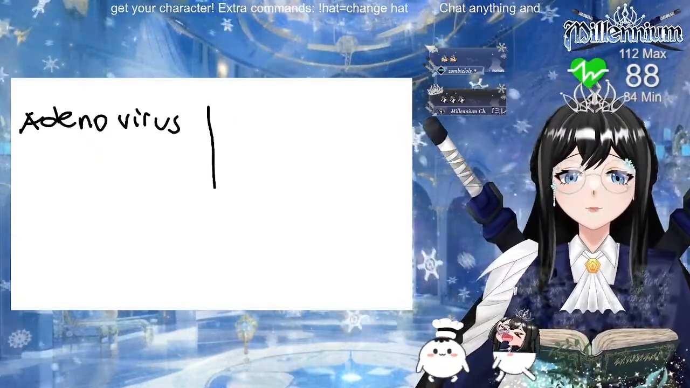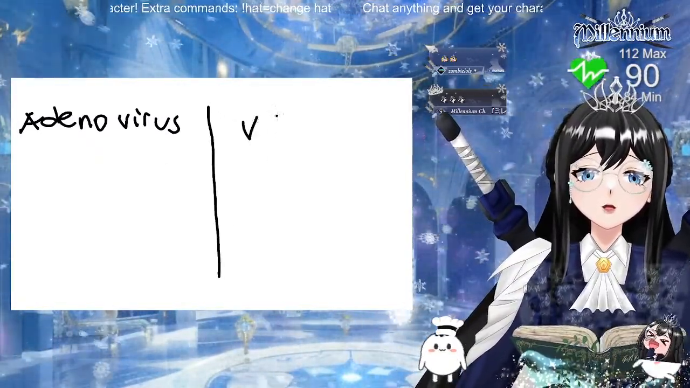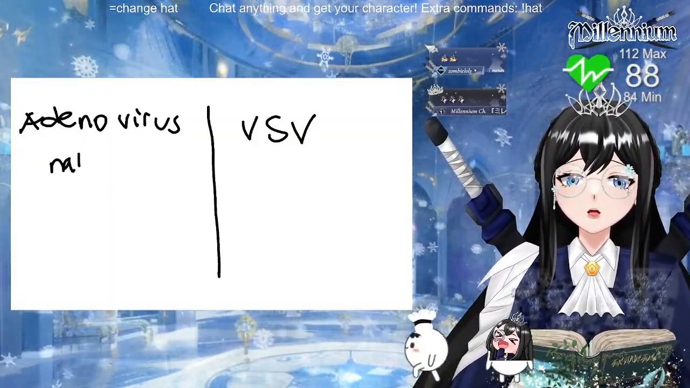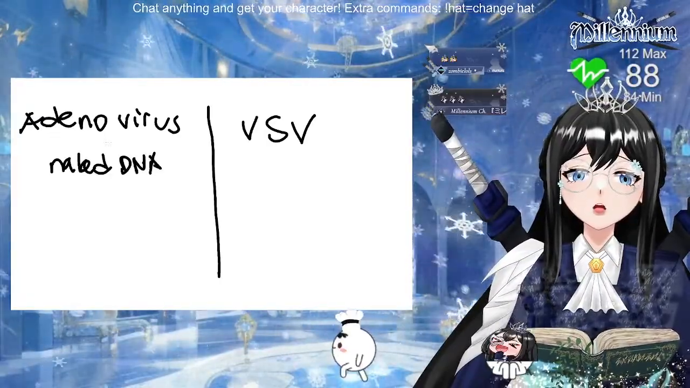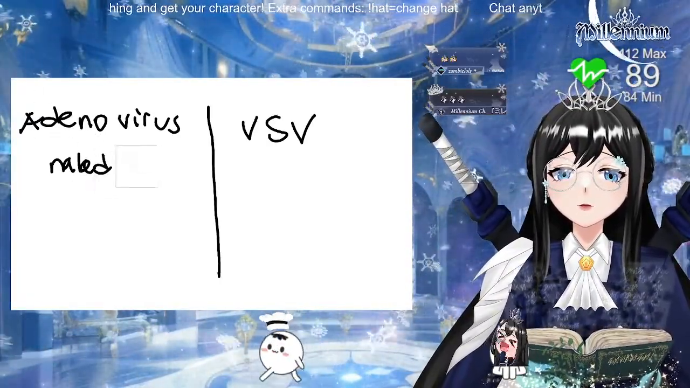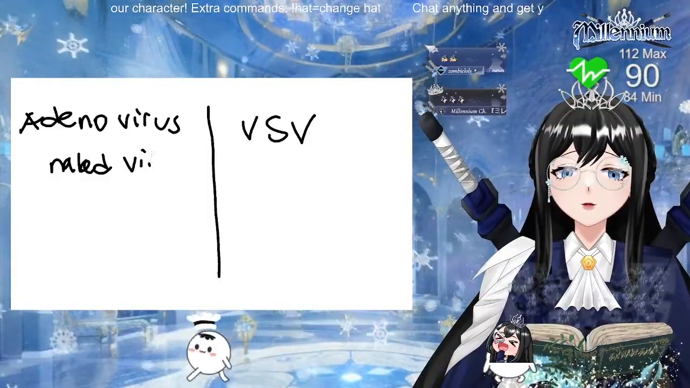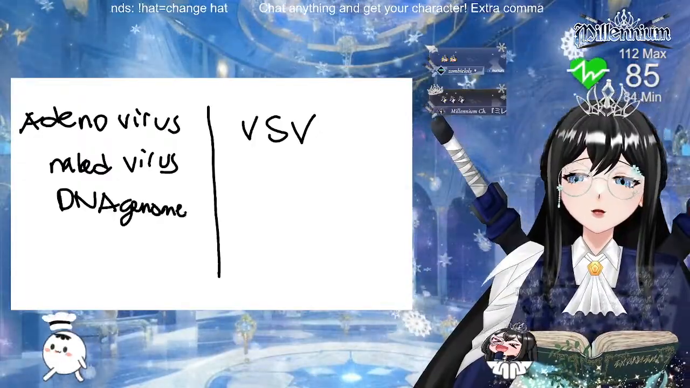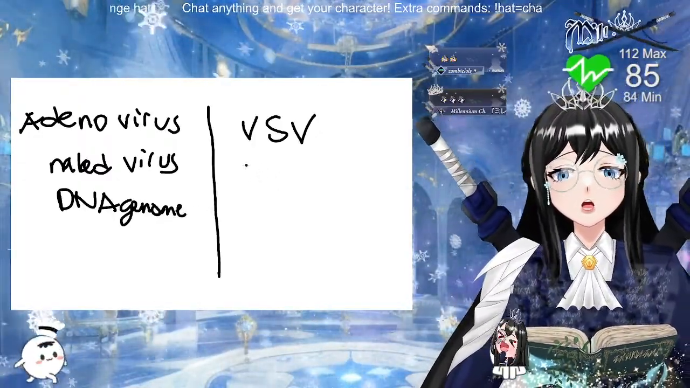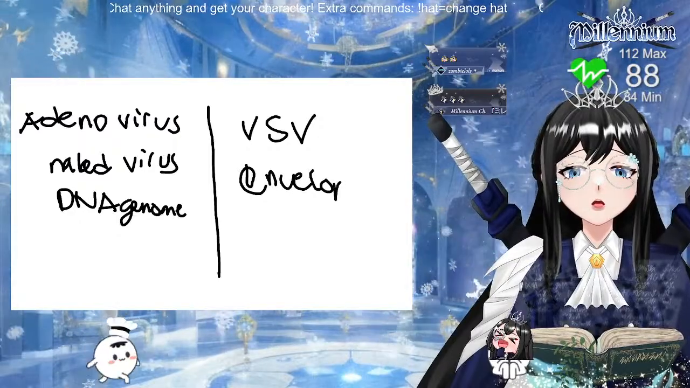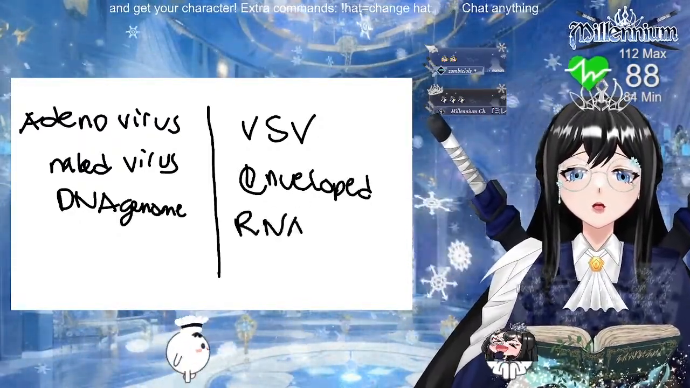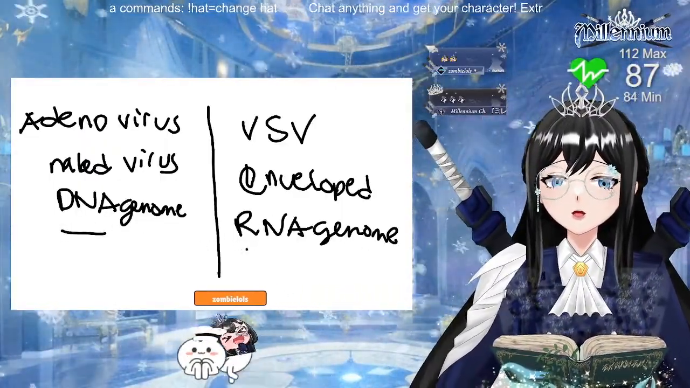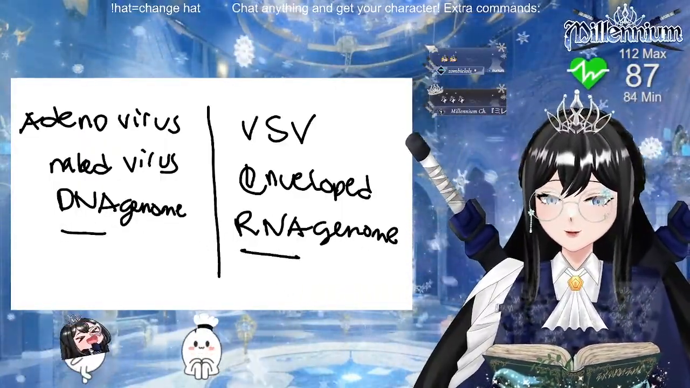So again, if I make a table between adenovirus and VSV, adenovirus would be a naked virus, and this genome is a DNA genome. Meanwhile, VSV would be enveloped and it uses an RNA genome. So that in itself is already a very big difference, whether it has DNA or RNA.